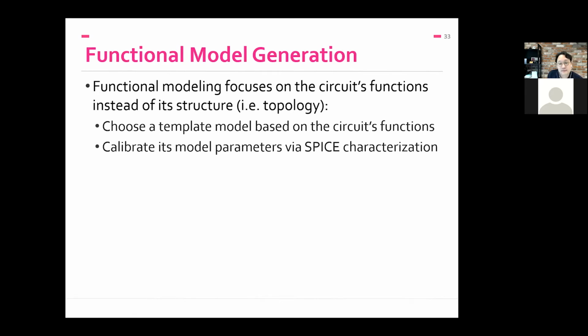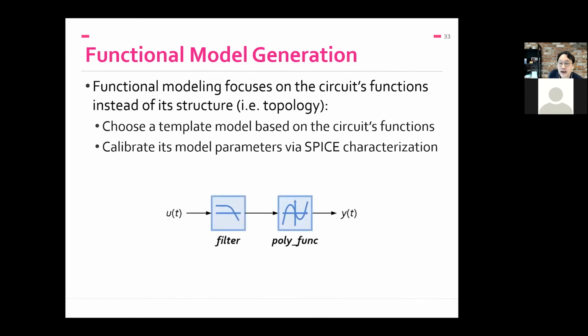And what is functional model generation? Rather than focusing on the structure, it focuses on what the circuit does. And once you recognize what the circuit does, you can choose a template model that describes that behavior. For example, for an amplifier, you can decide to model it as a filter that has a finite bandwidth and use a polynomial function to describe some DC nonlinearity. That could be the template model of your choice.